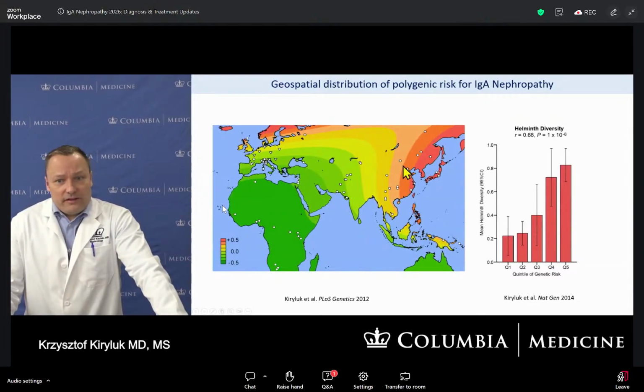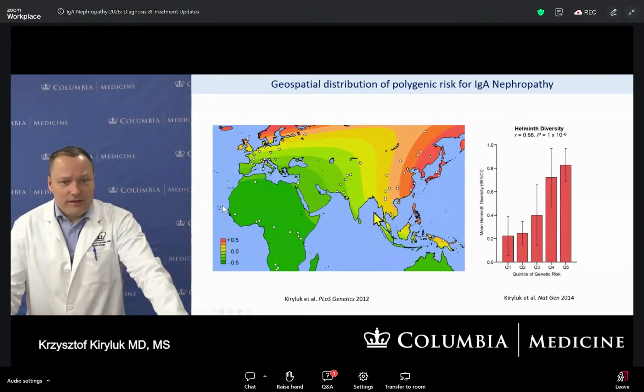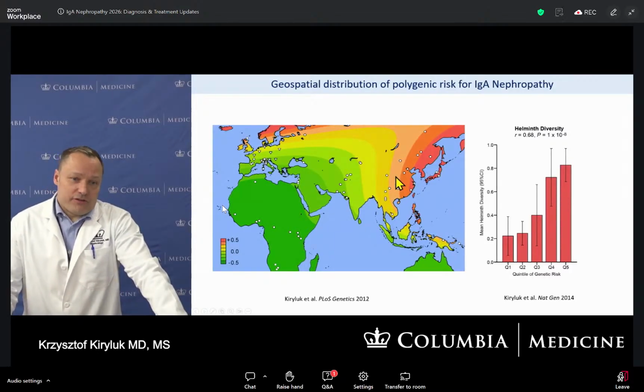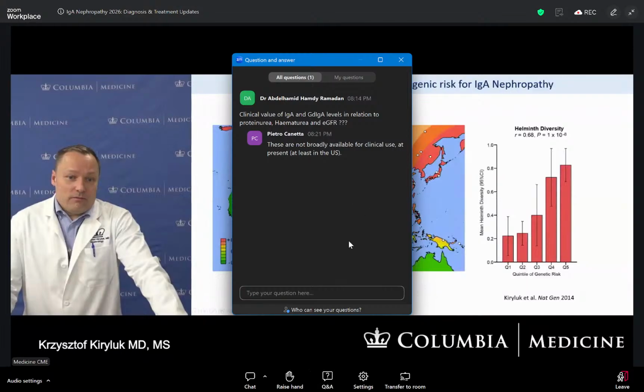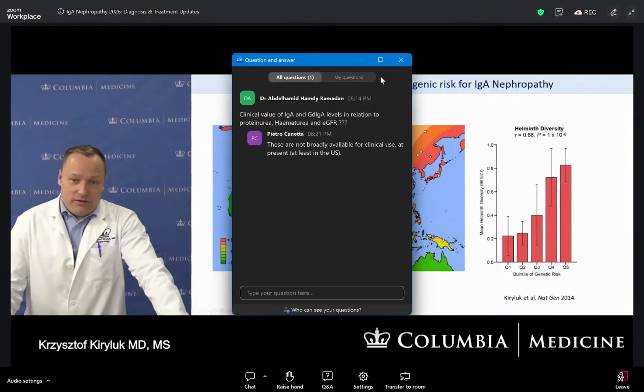Of course, helminthic infections are no longer life-threatening, but they have been a major selective pressure over many generations before we had effective therapies.